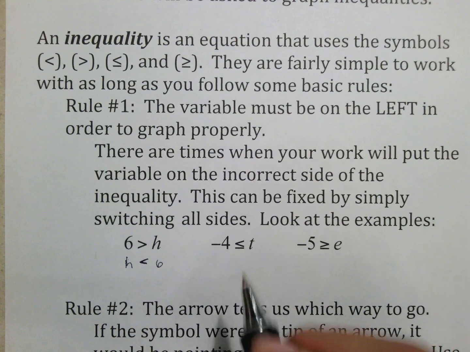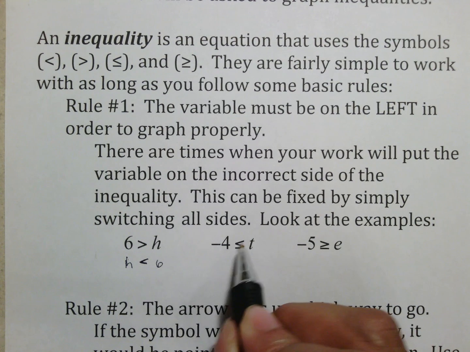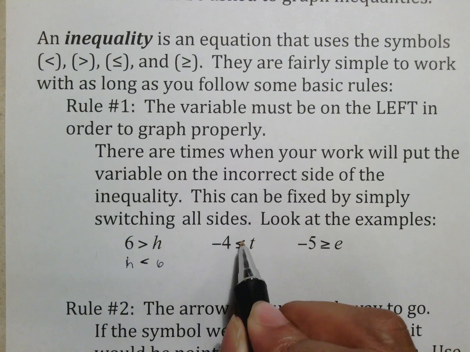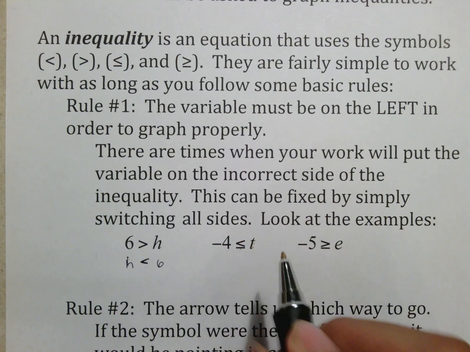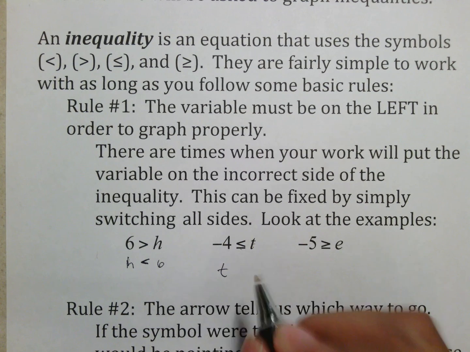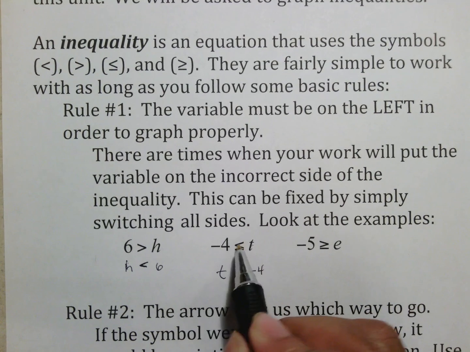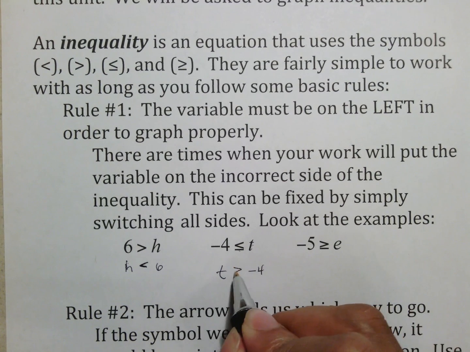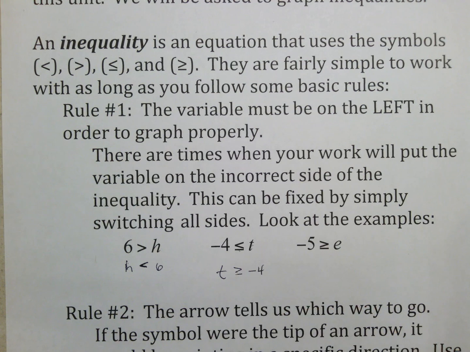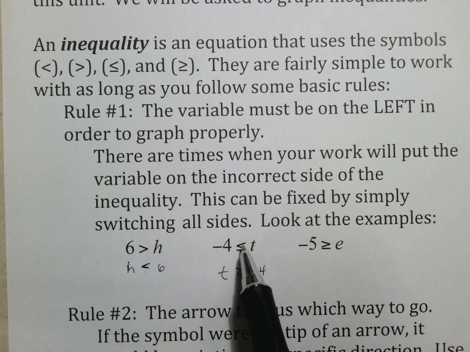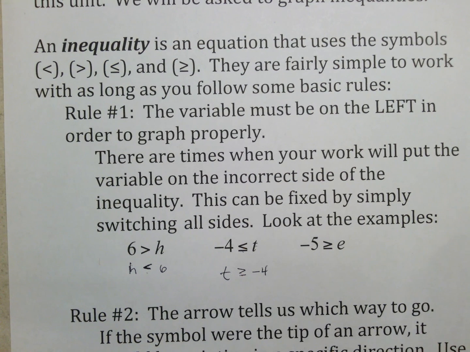On this one, -4, remember that's like a L. -4 is less than or equal to T. We want T to be in the front, so we bring the T over, bring over our -4. Notice that the symbol is pointing at the -4, and we want that to continue to point at the -4. So it's T is greater than or equal to -4. Notice again, less than or equal to became greater than or equal to.